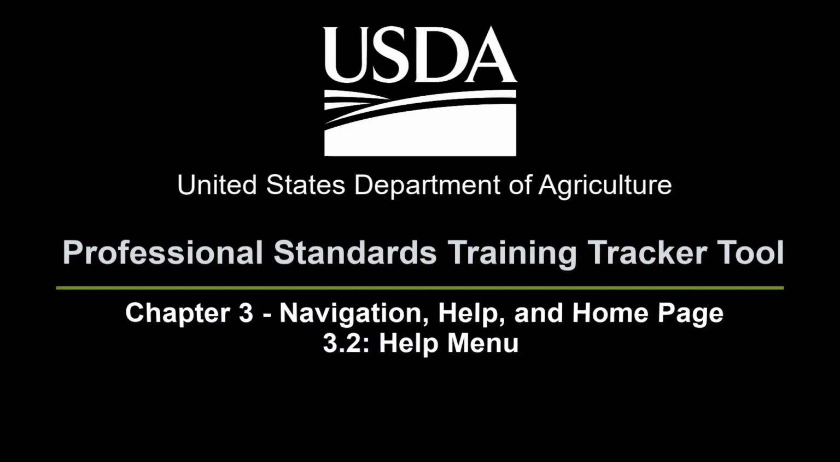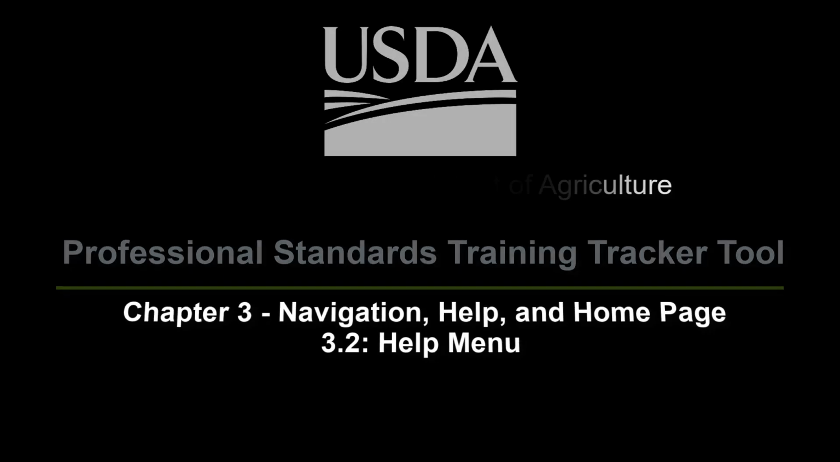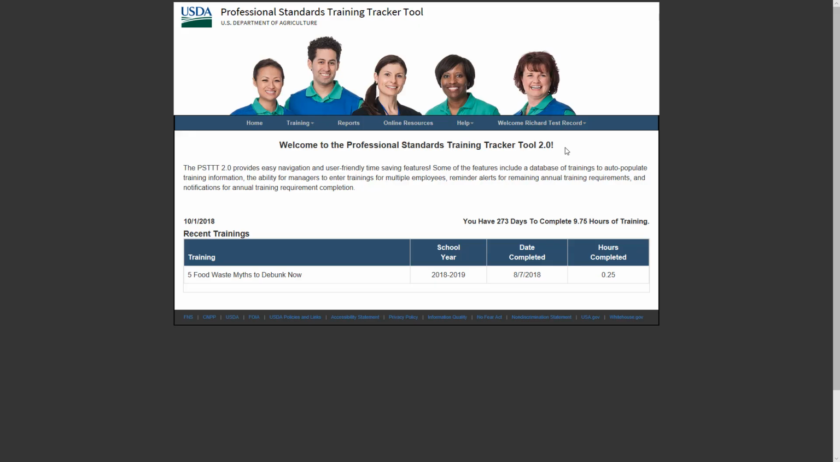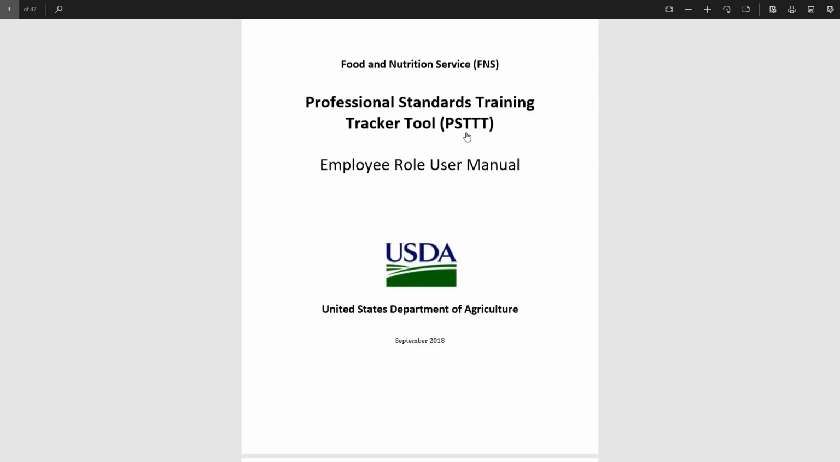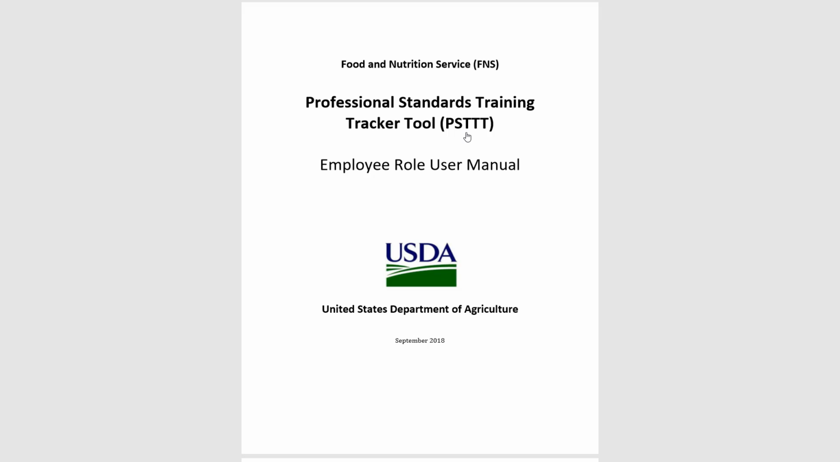Help menu. In this section, we will be going over the Help menu option. This menu has 3 submenu options: User Guides, Training Videos, and Contact Us. The User Guide is an online user manual which is available for reading or downloading as a PDF. You can print out certain pages, chapters, or the whole manual if desired.